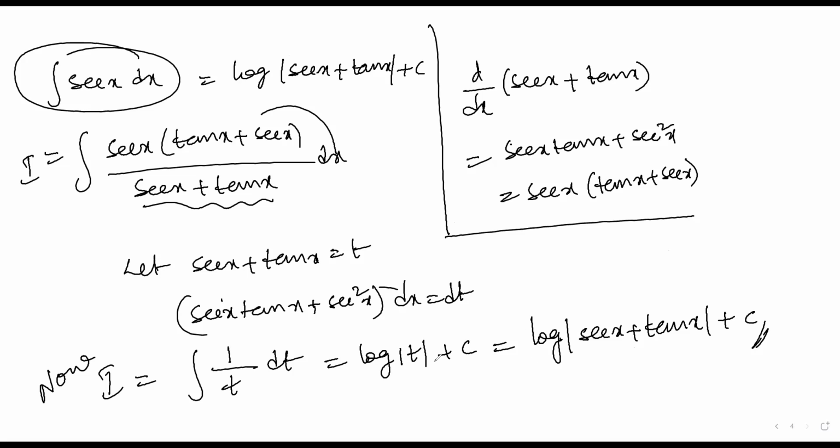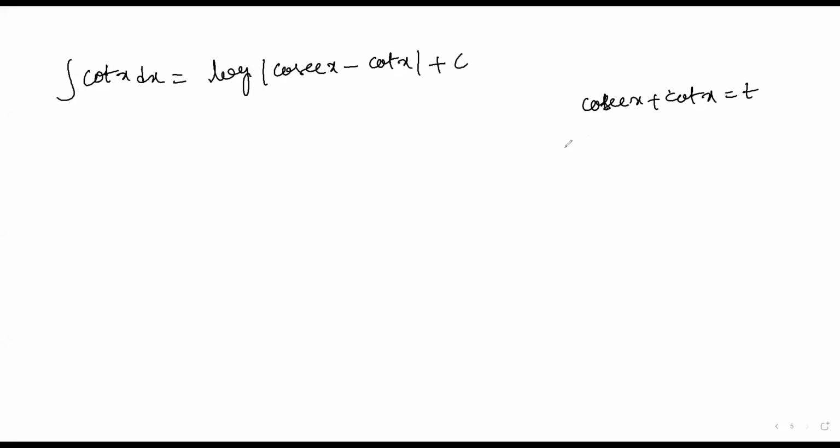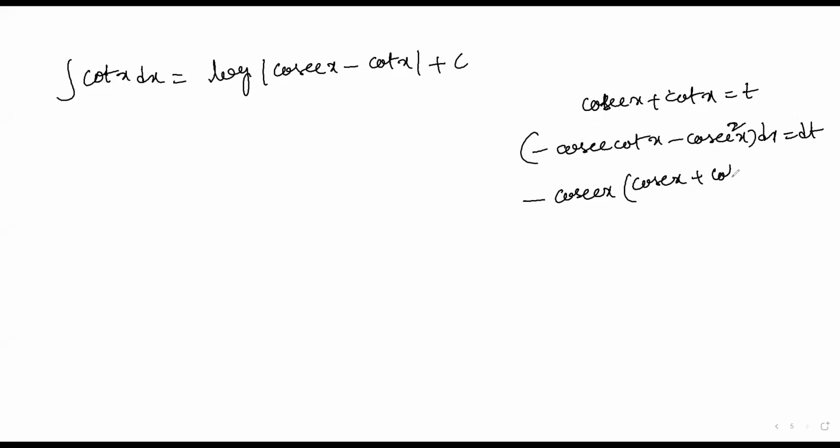Then next task, what do you have? Cosecant x, right? Now please do cosecant x. Let cosecant x plus cot x be t. Then dt is minus cosecant x cot x minus cosecant square x. Yes or no? So minus cosecant x, if you take out, then cosecant x plus cot x dx is dt.